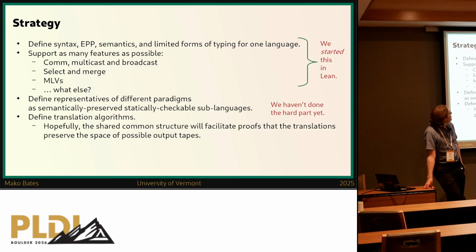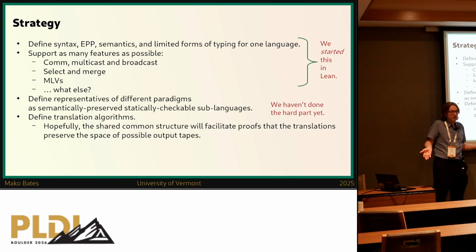And then we can talk about what our strategy is for doing that. The strategy that I'm proposing is to define one big language that does as much of it as possible. So we have one syntax, one concept of endpoint projection, one semantics, and some degree of type checking that supports communication, multicast, multiple located values, select and merge, and maybe some other bells and whistles. I think we can put predicate transformers in there as well.